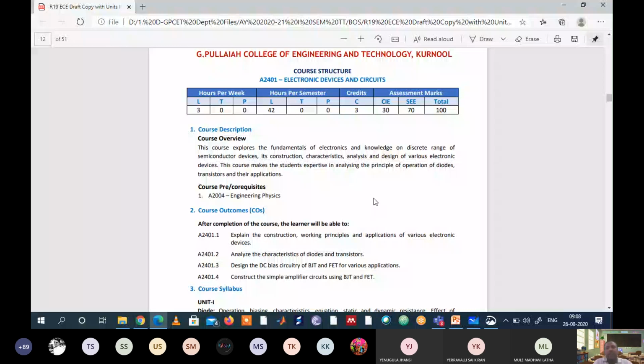The first point is they can explain the construction, working principles, and applications of various electronic devices like BJT, diode, FET, MOSFET, operational amplifiers. The second point is they can analyze the characteristics of diodes and transistors. For the characteristic of a diode, what we need to take on the x-axis and what on the y-axis if you want to draw a graph. Likewise, we can analyze the characteristics of diodes and transistors. That is the second course outcome you will learn after completion of this course.